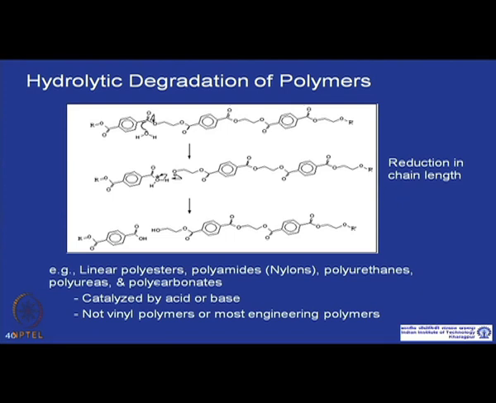And this happens, as I mentioned, for linear polyesters, polyamides, polyurethanes, polyureas, polycarbonates, where there are functional groups which are prone to hydrolyze, and they are catalyzed by the presence of acids or bases. We know from our knowledge of organic chemistry that hydrolysis is catalyzed by the presence of acid and bases, and vinyl polymers do not usually undergo this type of hydrolysis.